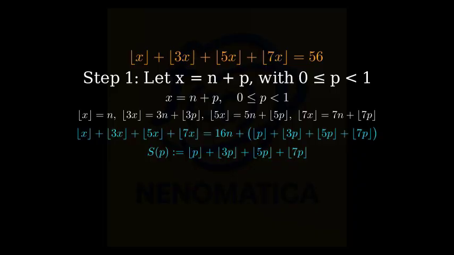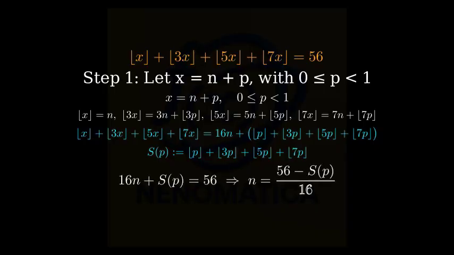We will keep floor of p for structure, but remember it is 0 for 0 less than or equal to p less than 1. Step 2. From the original equation, we get 16n plus s of p equals 56. Therefore, n equals 56 minus s of p all over 16.